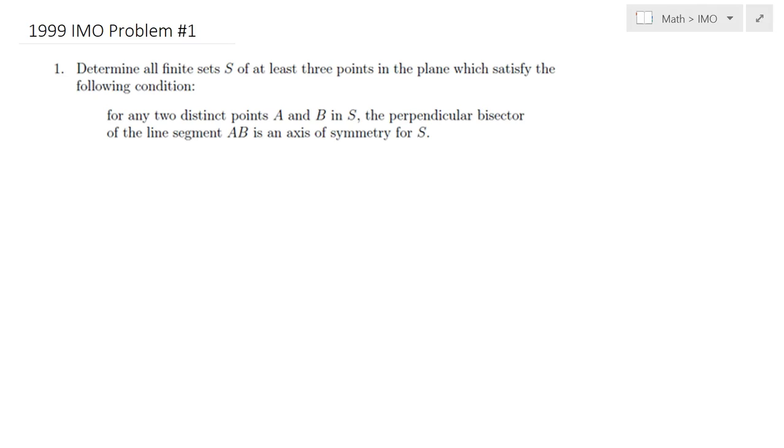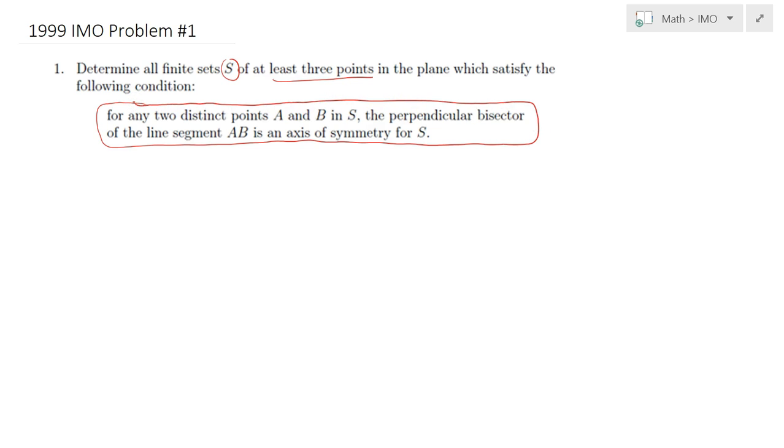Hello everybody, in this lecture we will be solving 1999 IMO problem number 1. Here is a view of this problem. Determine all finite sets S of at least 3 points in the plane which satisfy the following condition. Namely, the condition is that for any two distinct points A and B in S, the perpendicular bisector of the line segment AB is an axis of symmetry for S.